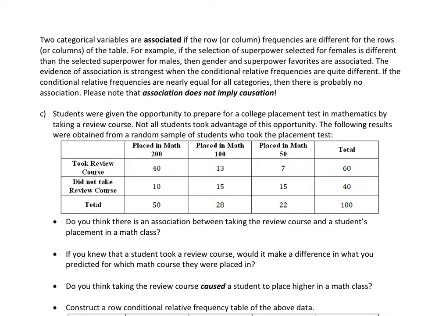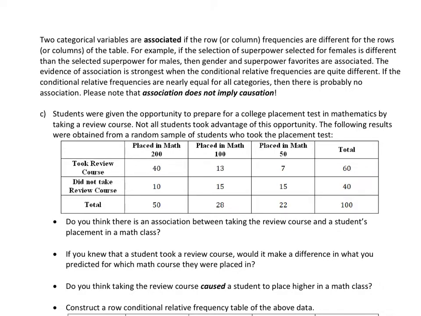Students were given the opportunity to prepare for a college placement test in mathematics by taking a review course. Not all students took advantage of this opportunity. The following results were obtained from a random sample of students who took the placement test. Okay, so we have in our rows people who took the review course and people who did not take the review course. And in our columns, they were placed in Math 200, 150, and then of course our total columns and rows. Do you think there is an association between taking the review course and a student's placement in math class? Well, let's take a look at our numbers here.